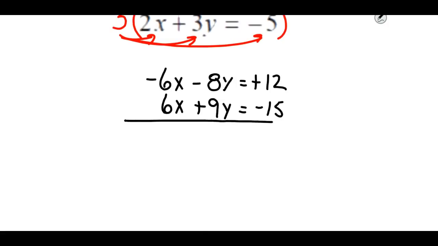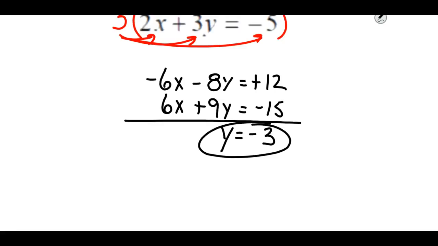Now I can solve. So my x's are going to go to 0. I have difference of signs. I'm going to subtract, larger number carries, so I have y equals. And I subtract here, larger number carries, so I have a -3. So I know part of my solution is y equals -3.